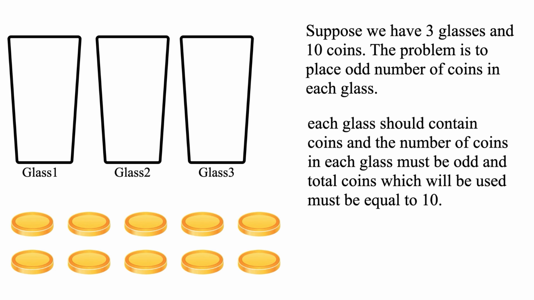Let me repeat the puzzle. Suppose we have 3 glasses and 10 coins. The problem is to place an odd number of coins in each glass, and the total coins used must be equal to 10.